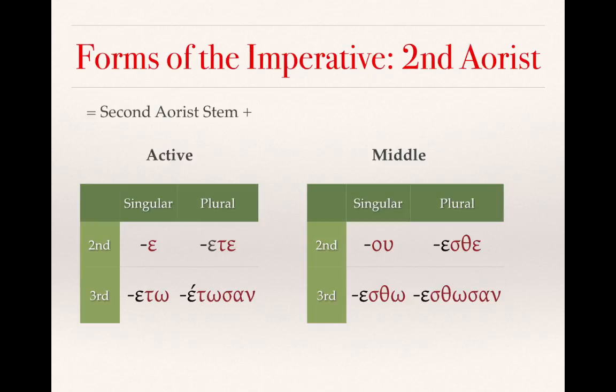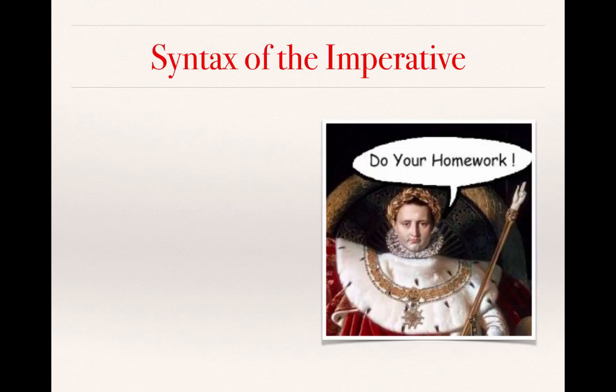And so as it comes to the second aorist imperatives, they are simply the second aorist stem plus those endings that we just saw. So that epsilon in the second singular, ete in the second plural, eto in the third singular, and etosan in the third plural for the active voice, and then for the middle, u, este, esto, estosan are those endings that we're looking for. Again, the idea here is to help you have some footholds to reduce the amount of memorization that you must do.